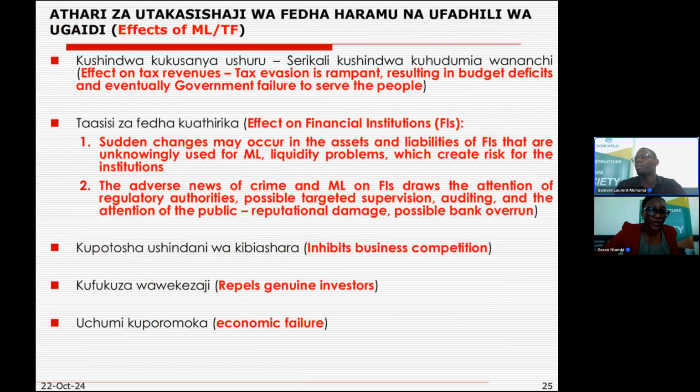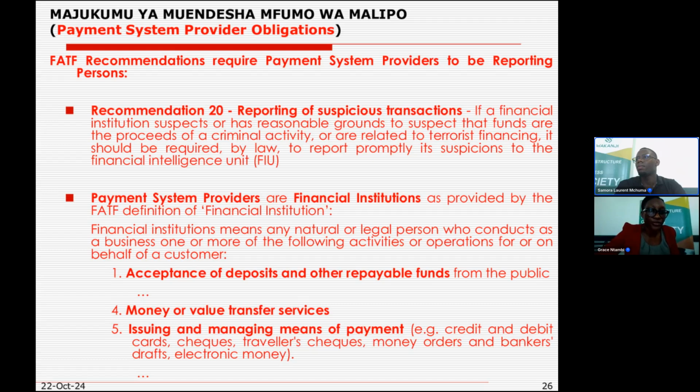Okay. The effects, as I said, we know them: it inhibits business competition, repels genuine investors, and causes economic failure that is general to the whole country. Now, this is what I wanted to talk about. What we are supposed to be doing, both as payment system providers or as reporting persons. We are supposed to be reporting suspicious transactions. This is provided for in the recommendations given by the FIU. If you have reasonable grounds to suspect that funds are proceeds of a criminal activity or are related to terrorist financing, you are required to report the suspicions.